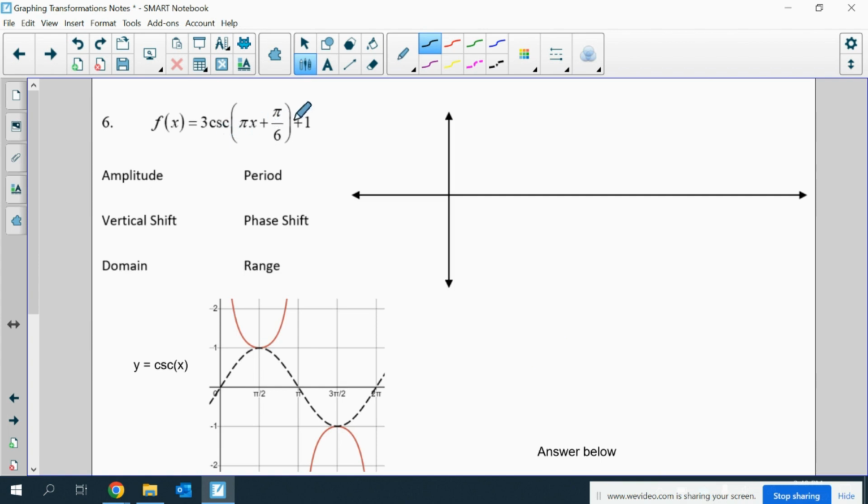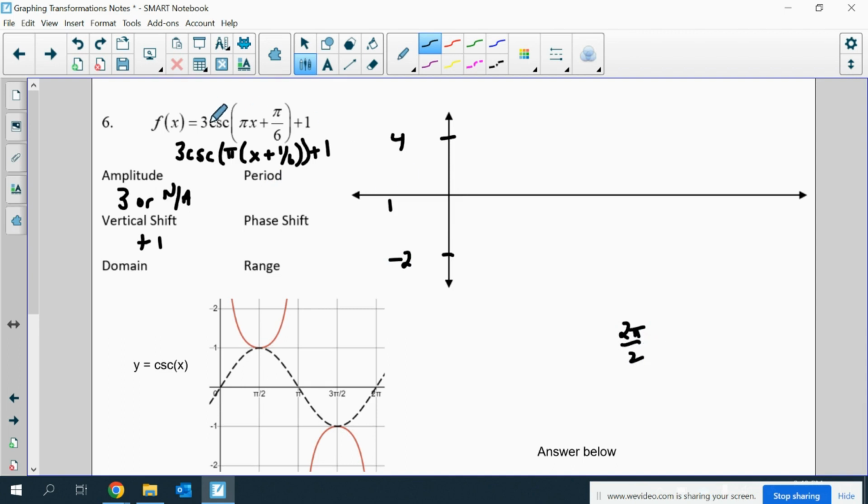3 more. I have 3 cosecant of this thing. Now I'll factor out the pi. So amplitude is either 3 or not applicable, depending on how you feel comfortable doing it. Vertical shift is +1. Then the period is 2 pi divided by pi, because our b is pi, so the period is 2. Phase shift is to the left 1/6.